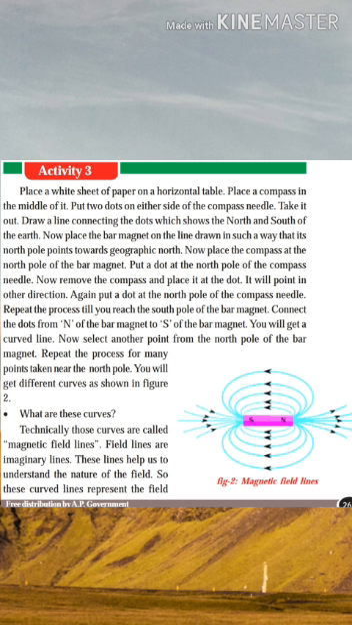Connect the dots with a curved line. Now select another point near the north pole of the bar magnet. Repeat the process for many points near the north pole. You will get curves as shown in the figure. Technically, these curves are called magnetic field lines. Field lines are imaginary lines. These lines help us to understand the nature of the field. So the curved lines represent the field lines.